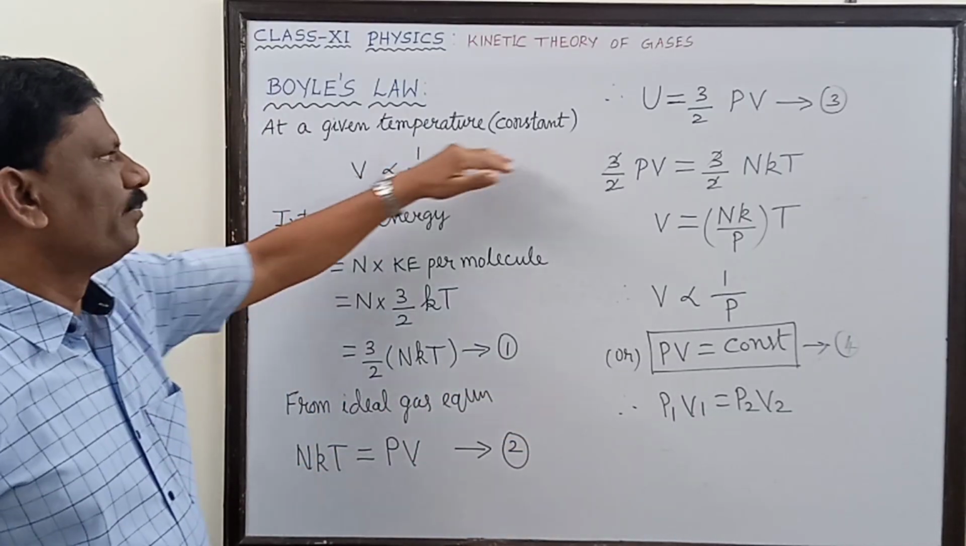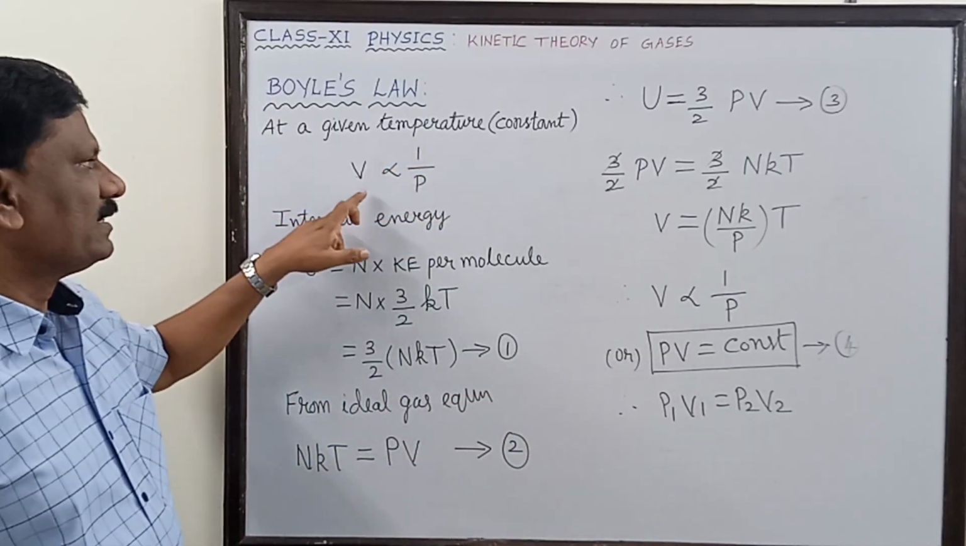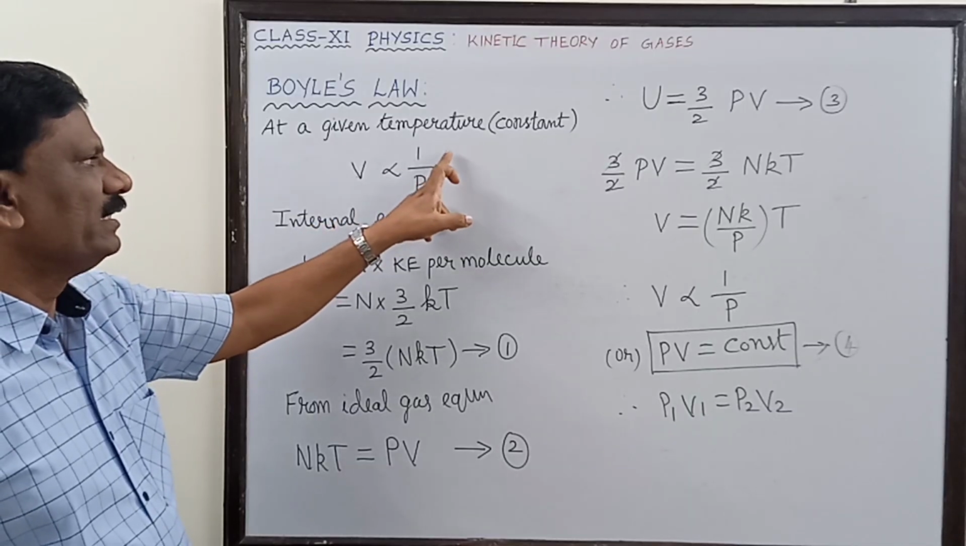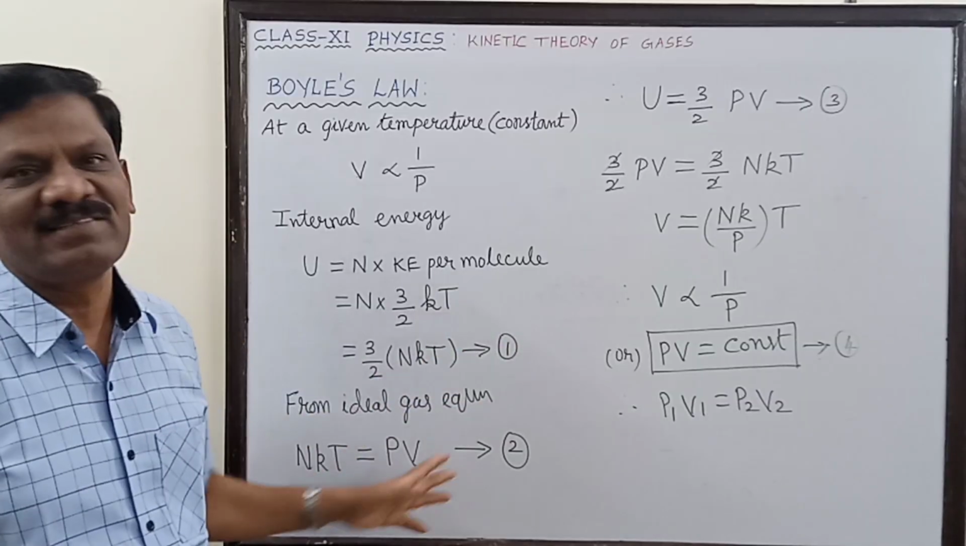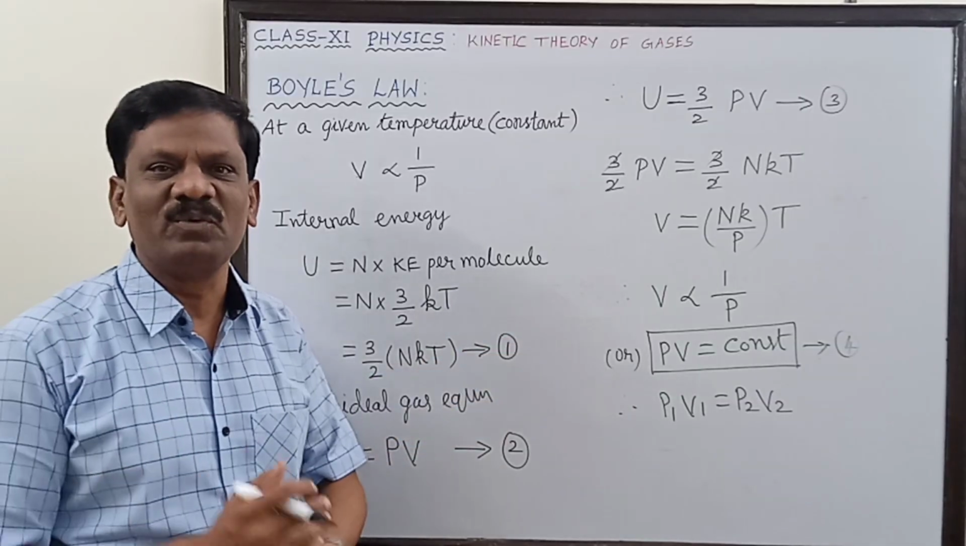So, at a given temperature which is constant, the volume of a certain mass of a gas is inversely proportional to the pressure acting on it. This only is called as Boyle's law. We have proved it now. I hope you must have understood well. Fine.